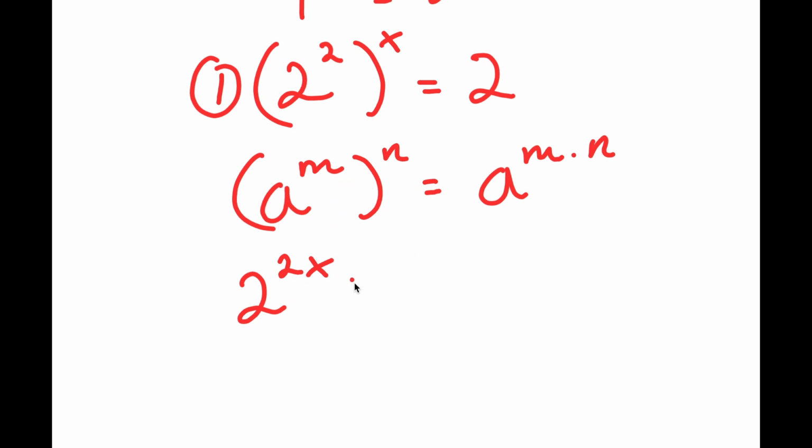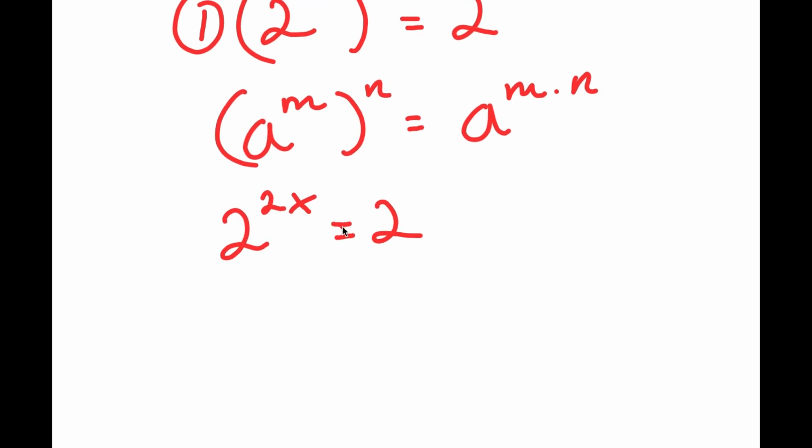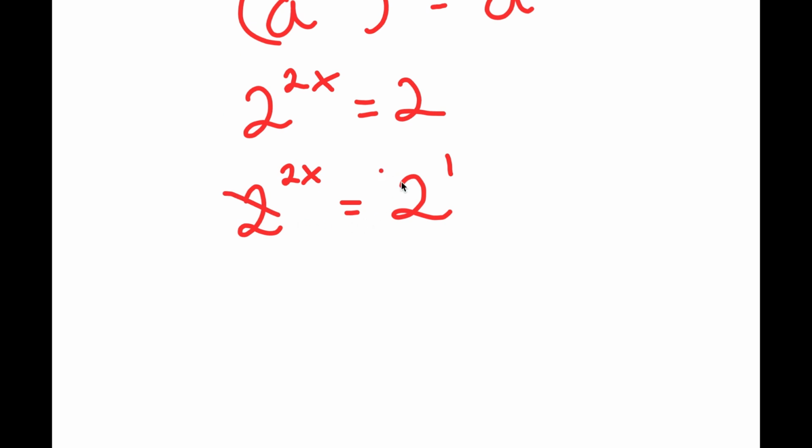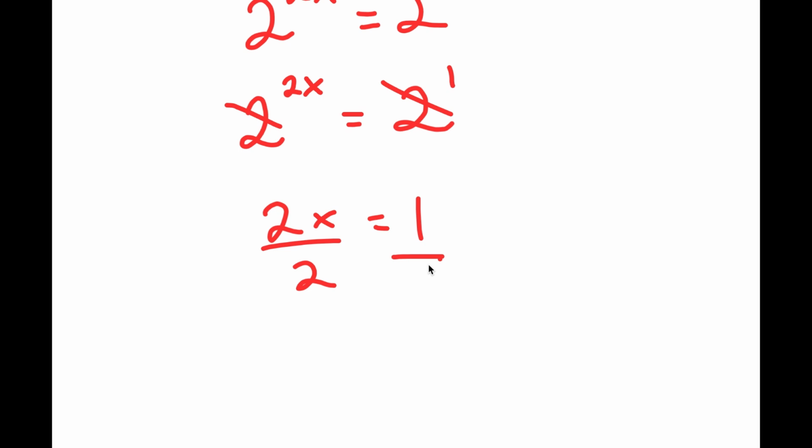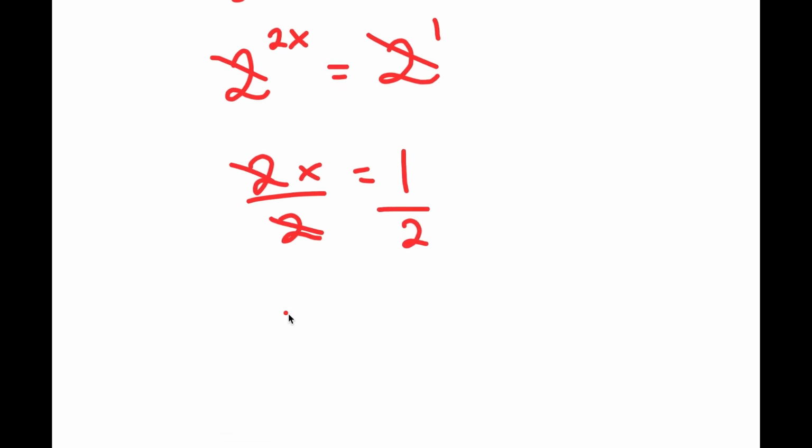So I get 2 to the power of 2x is equal to 2, and if you didn't already know, 2 is the same thing as 2 to the power of 1. So I get 2 to the power of 2x is equal to 2 to the power of 1, and now I can cancel these two out, so I get 2x is equal to 1. If I divide both sides by 2, I get x is equal to 1/2.